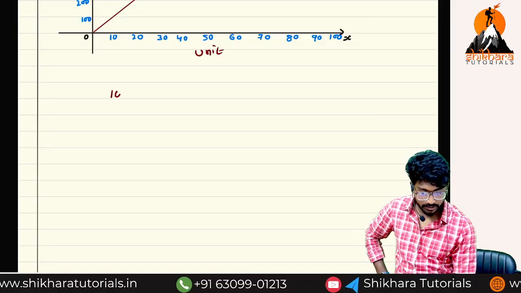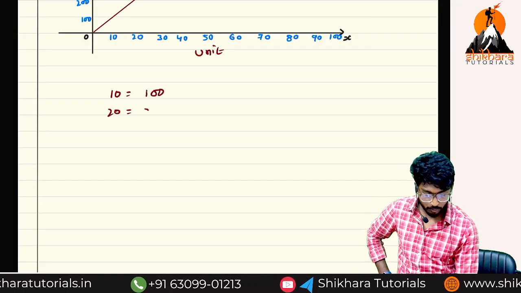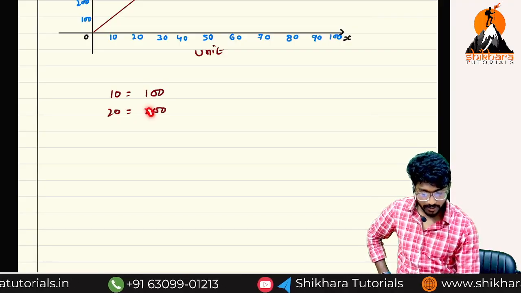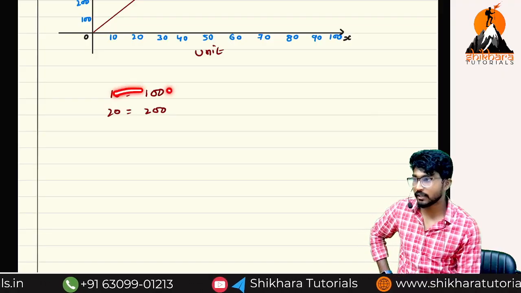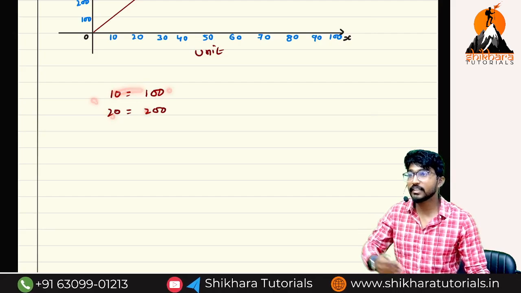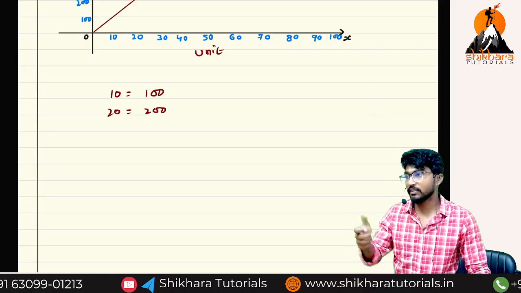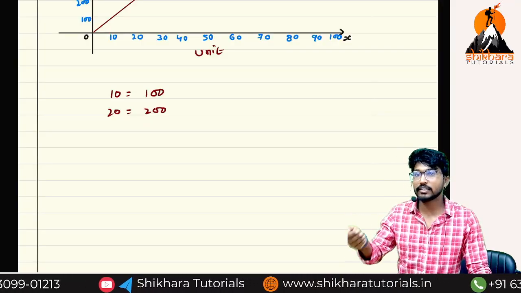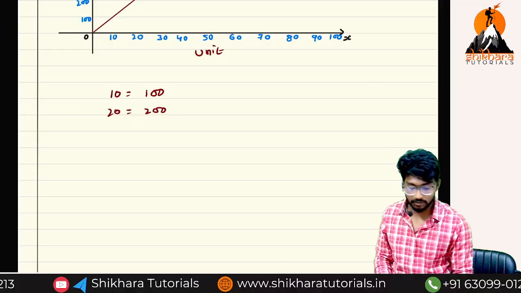for 10 units it is 100. For 20 units it must be 200. If it is 200, then it is variable cost. Here for 10 units it is 100, for 20 units it is 200. It is increasing in the same ratio. For 30 units it is 300. For 40 units it is 400. If it is increasing like this, this is variable cost only.